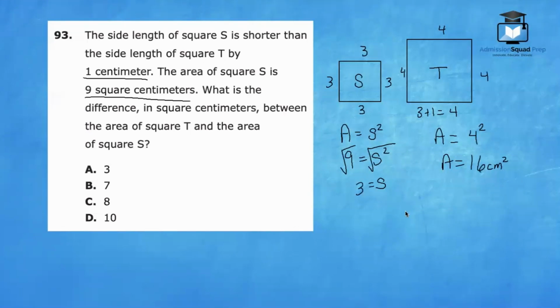The final question asks, what is the difference in square centimeters between the area of square T and the area of square S? Since the area of square T is 16 and the area of square S is 9, the difference is 7 centimeters squared. So the correct answer is choice B.